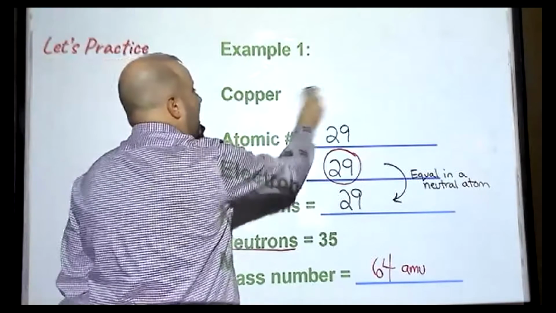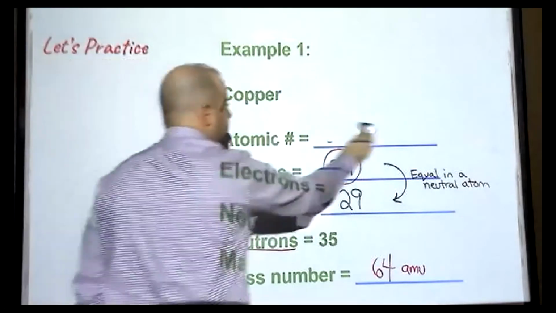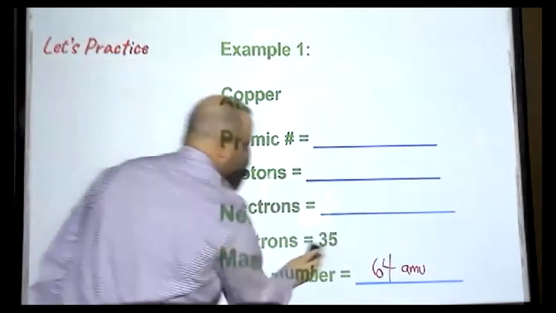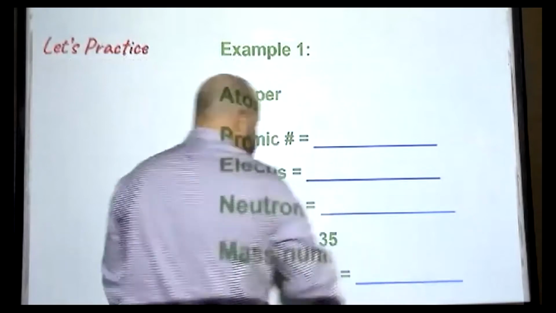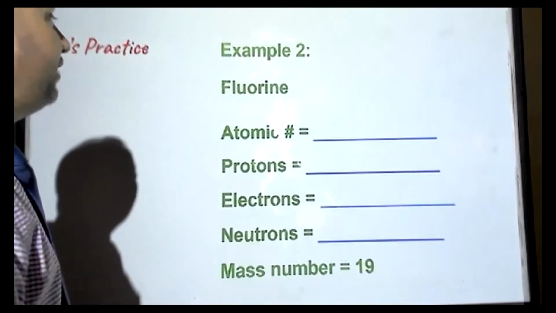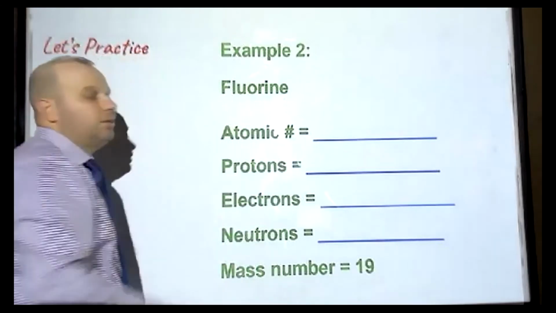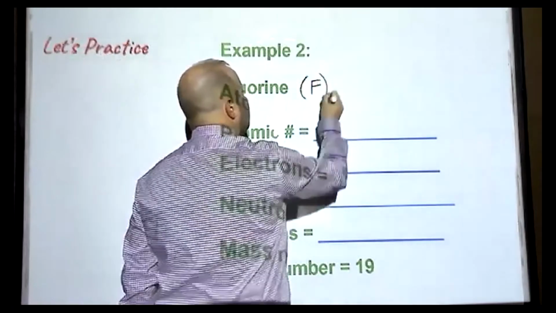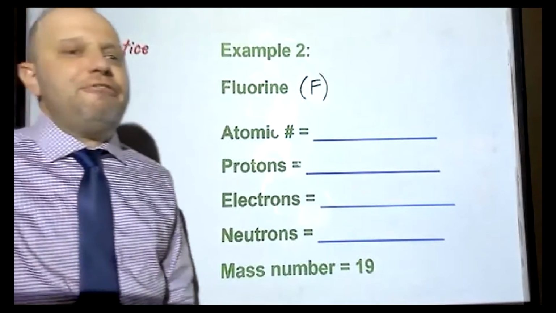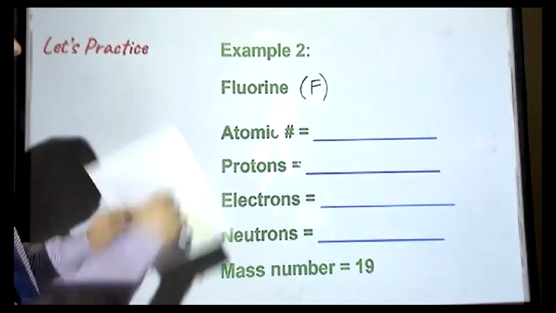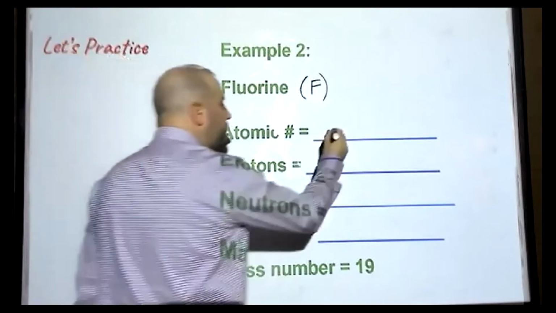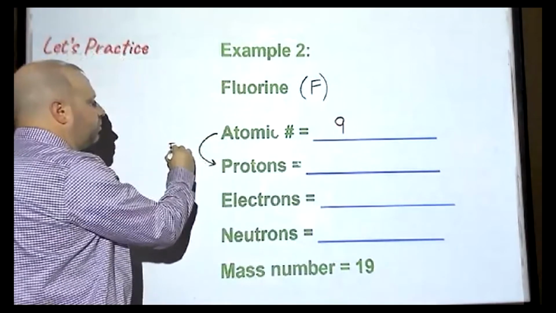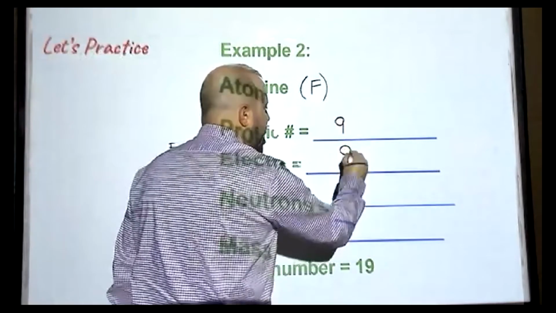Okay, let's take a look at our second example. Our second example is going to be the element fluorine. If you're looking on your periodic table, fluorine is represented by the letter F. So it's up here in the top corner. So it is atomic number 9. Remember that these two are equal. So the number of protons will be 9.